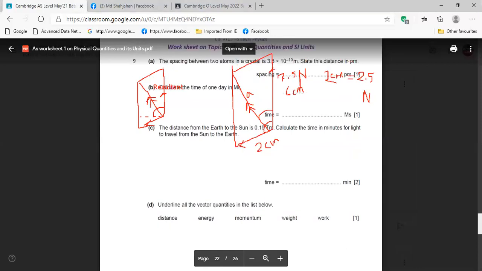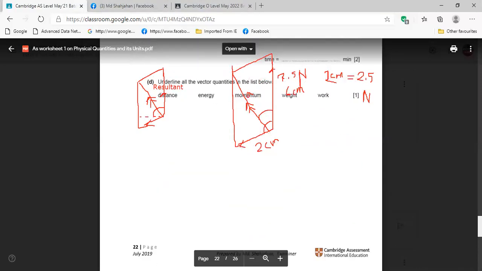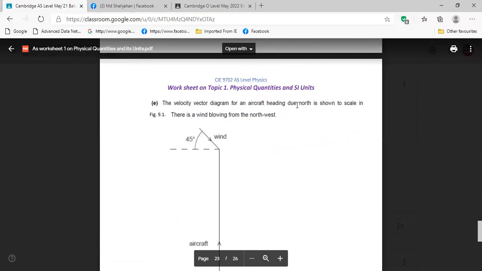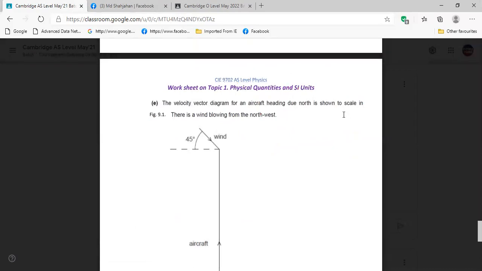Question number 9, we had left E. So we are starting 9E. Can you read it? Read it loudly. We are doing a recording. If you read, you should read loudly so that the recording is good.